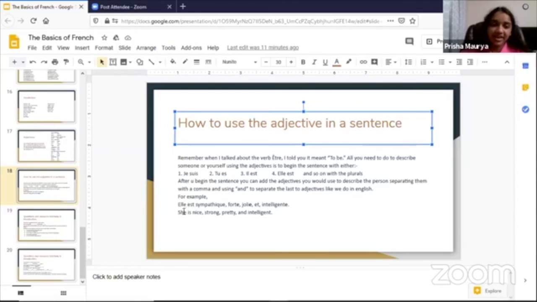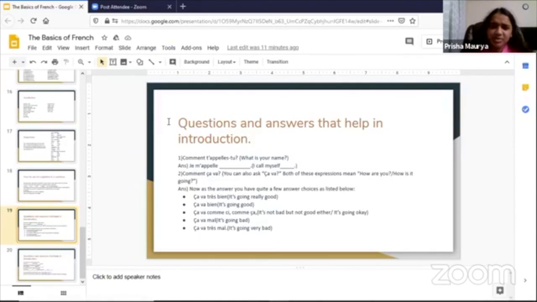So elle est is she is. If you're describing someone else and she's a female, you would say elle est, and then sympathique, which means nice, forte means strong, jolie means pretty, and intelligente means intelligent. See how I added the E at the end? This is really useful, and you have to do it when you're describing a female. So the questions and answers that might help you in the introduction, you can look at them right now.